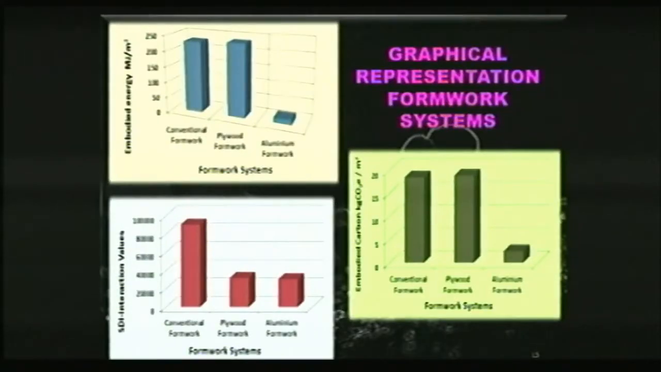Similar analysis can be done for materials. Formwork is one of the most neglected materials, and that is why I have taken it. This method can be applied by analyzing formwork systems. Three formwork systems have been taken: aluminium, plywood, and conventional, and we come to know that aluminium formwork is actually the most sustainable.